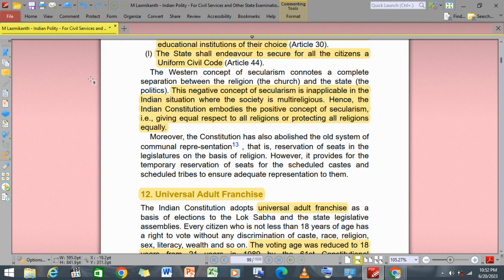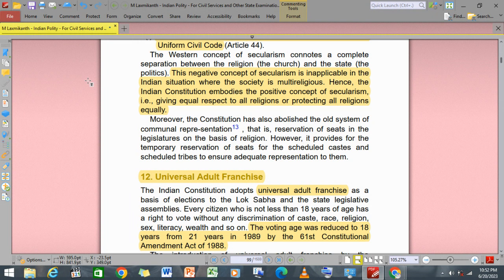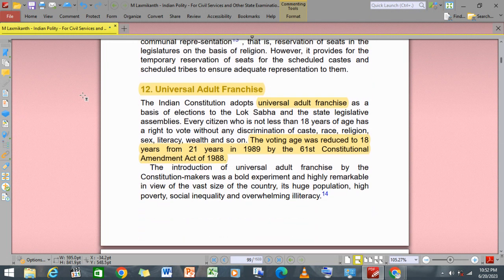This negative concept of secularism is inapplicable in the Indian situation, where the society is multi-religious. However, the Indian Constitution embodies the positive concept of secularism, that is, giving equal respect to all religions and protecting all religions equally.